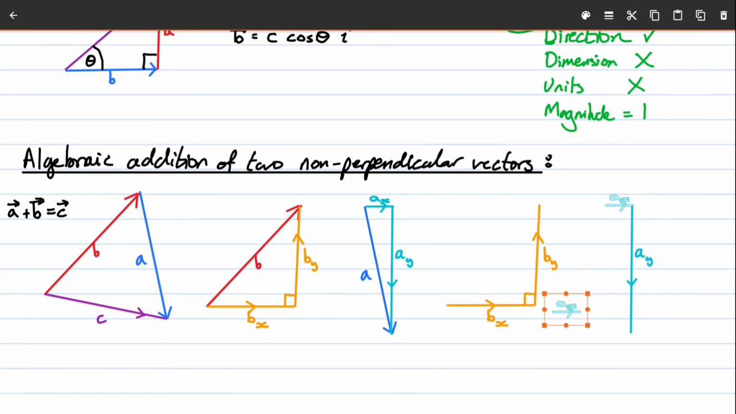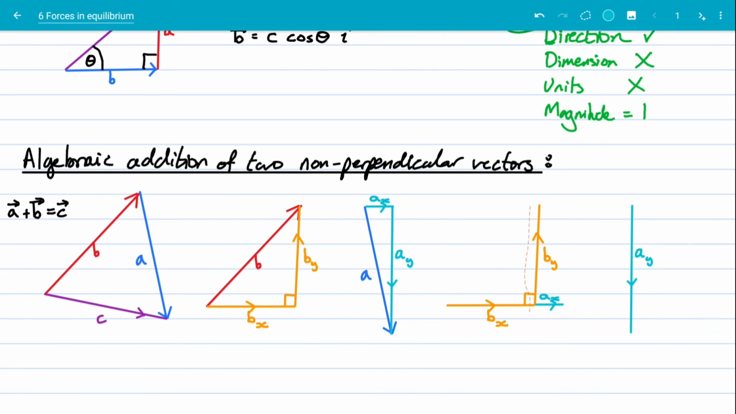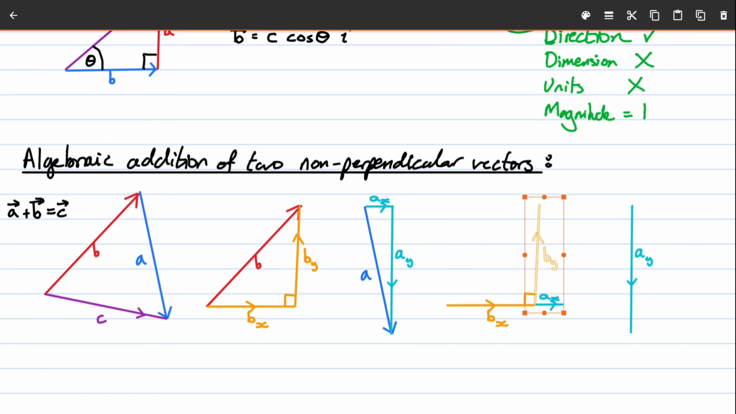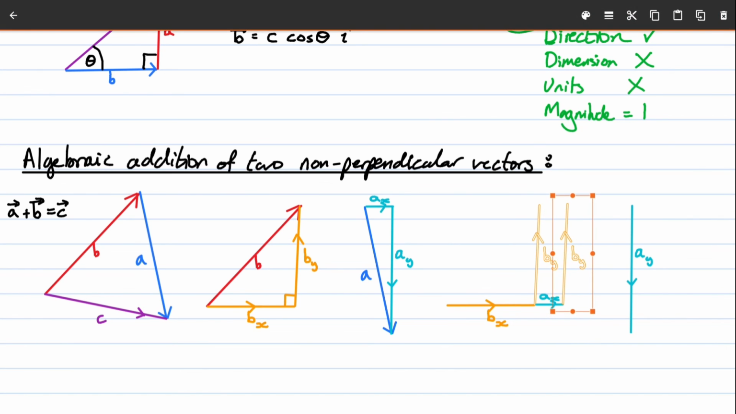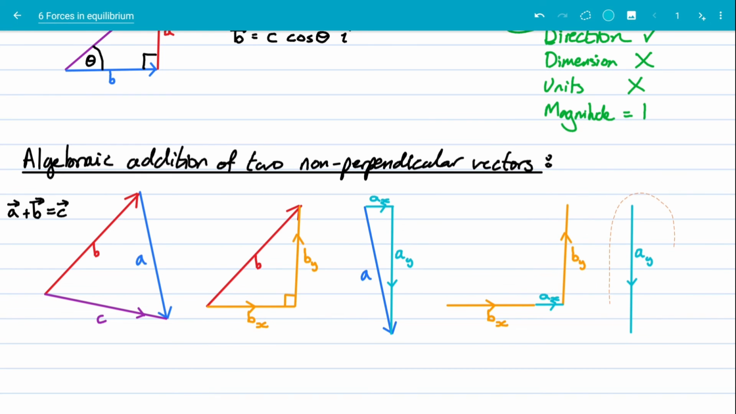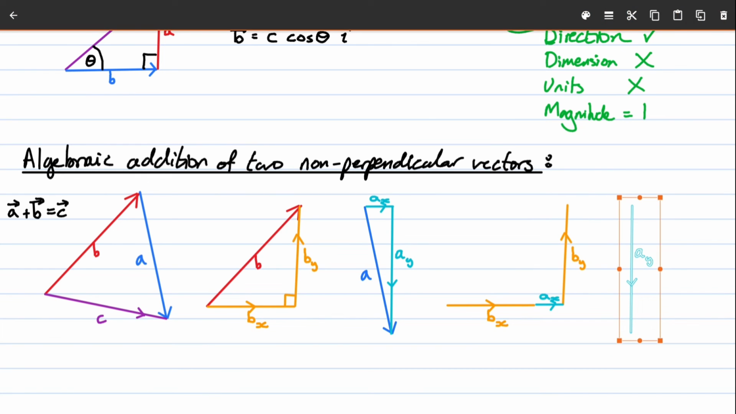We can move the X component of A onto the end of B. We can move the Y component of B, changed its shape. Let's get rid of the perpendicular sign because it's clearly perpendicular, we know that. So let's move B onto the end of there, and then we can move this onto the end. Now notice that the AY is the opposite direction to the BY. So I'm going to pop it like that.